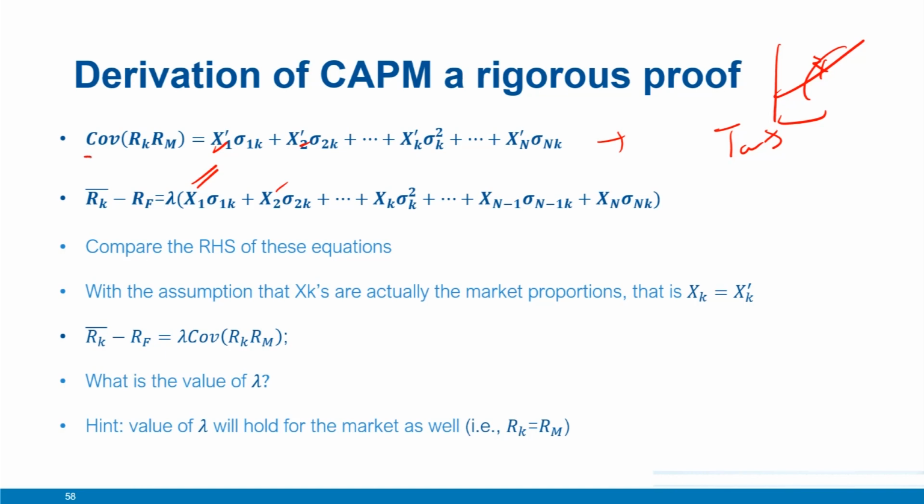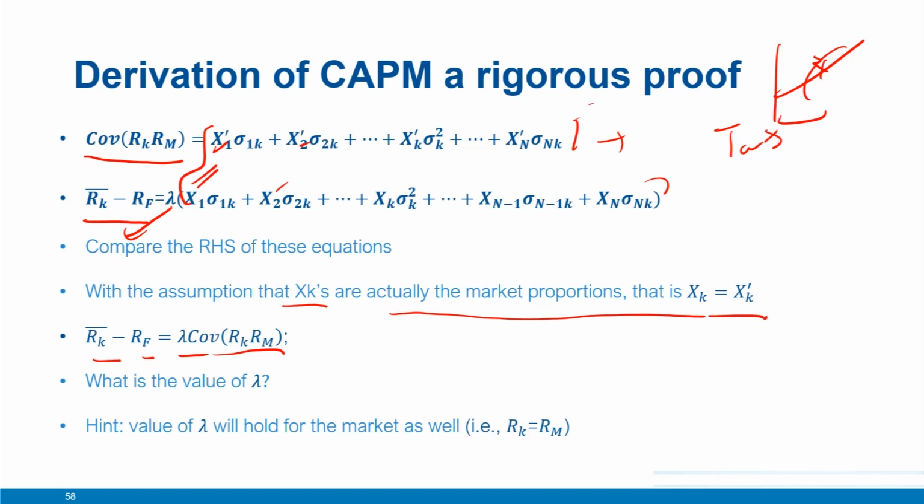And with that argument, this covariance term becomes equal to rk bar minus rf bar. So I can take out this lambda and equalize these two parts, comparing RHS and LHS. What we essentially get is that rk bar minus rf equals lambda times covariance of rk with rm, which is based on the assumption that xk dash are the actual market proportions, that is xk equals xk dash.